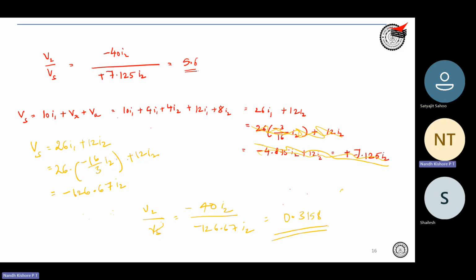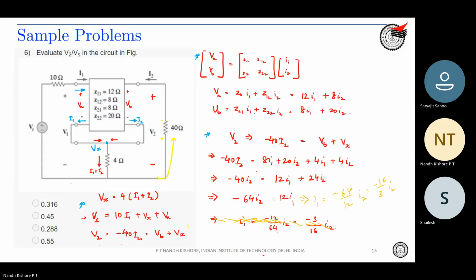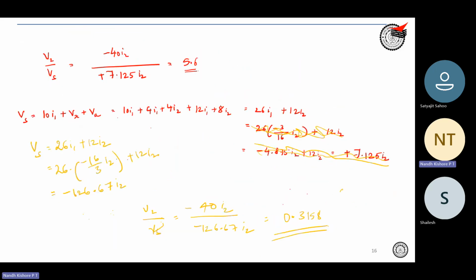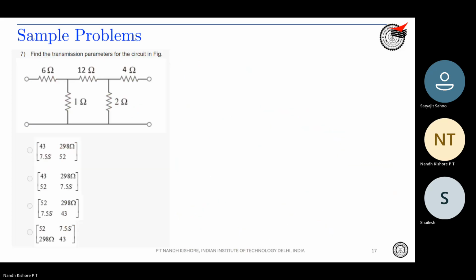Just a small mistake. So if this is fine, we will move ahead with the next problem. Again, the question is to find the transmission line parameters, that is your ABCD parameters for the circuit.